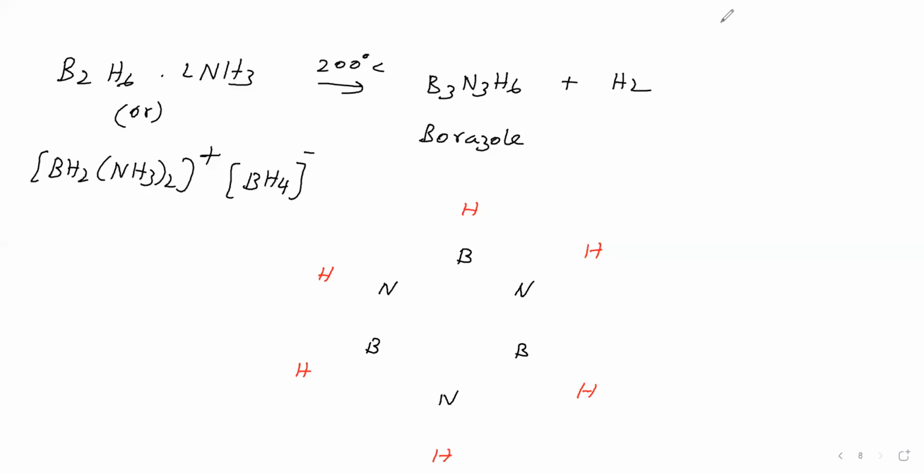So next we will give the bond between boron and hydrogen, one bond. Between nitrogen and hydrogen, one bond. Then between boron and nitrogen, one bond.